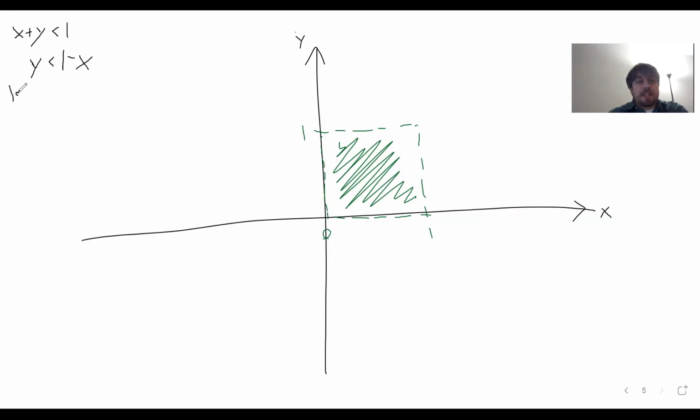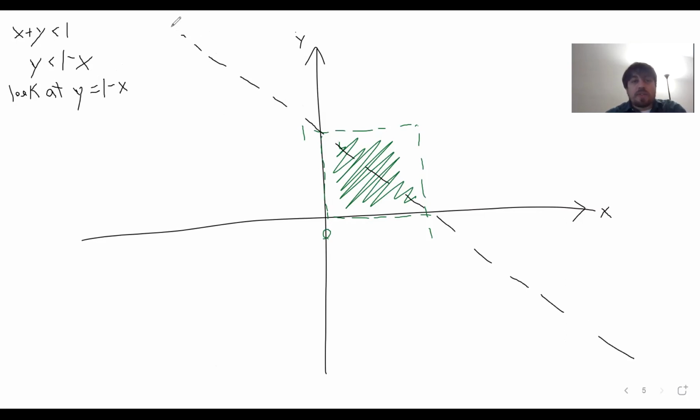Let's look at y equals 1 minus x. Well, y equals x is the diagonal, like this. Y equals negative x, according to pre-calculus, is this. Y equals 1 minus x is taking the negative x curve and adding 1 to it. It's the same as negative x plus 1. And so y equals negative x plus 1 is this curve.